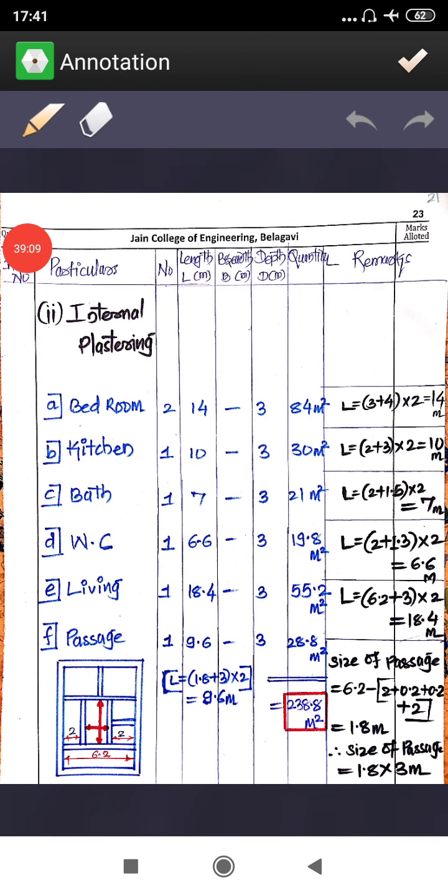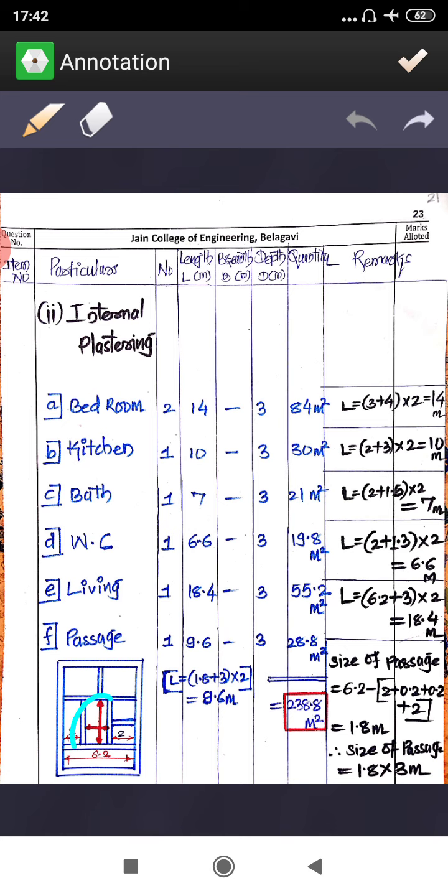Now internal plastering, you have to take all rooms plus open space. Before going to all the rooms, I have shown the calculation here for the open space. Now this open space you can see here, width is given in the plan, that is 3 meter, one side is 3 meter. Only thing is that you have to determine this side, right? So I got here 6.2 total. Then 2 meter you have to deduct from this side and 2 meter from this side. Along with that you have to deduct the wall thickness, this wall thickness and this wall thickness. Then you will get the distance, so that is going to be 1.8 meter.